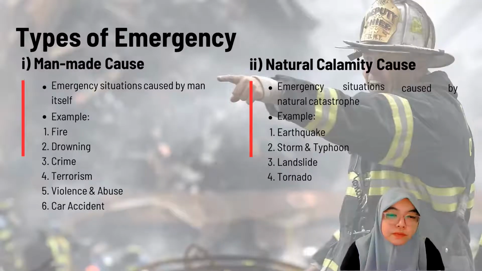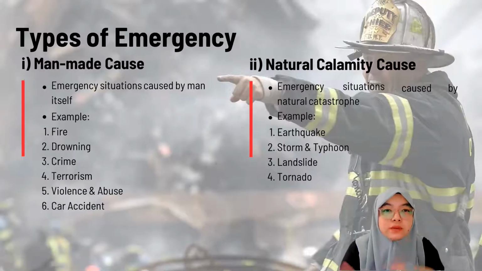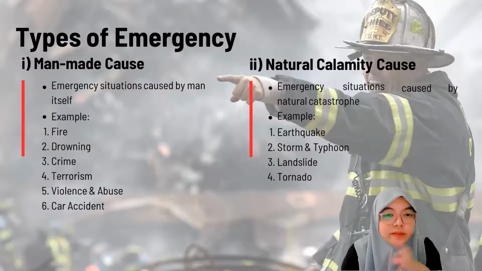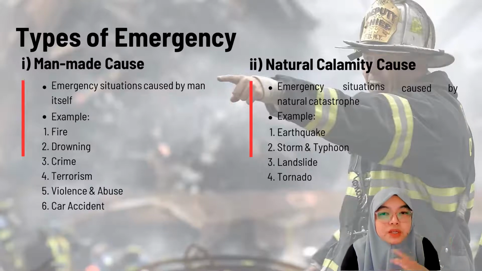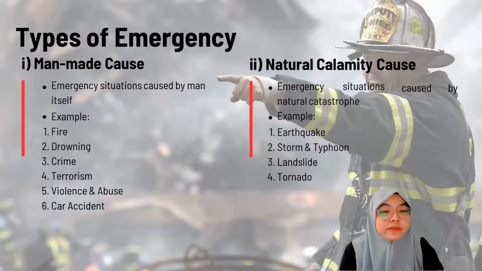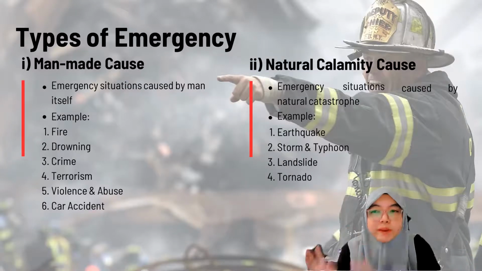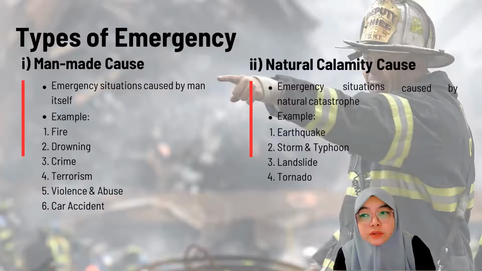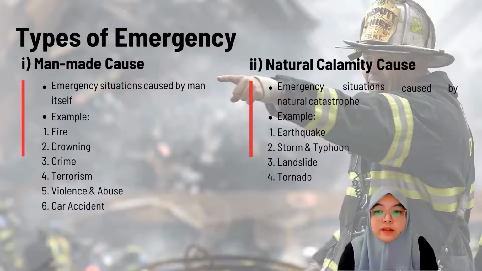Types of emergency. There are two types: man-made cause and natural calamity cause. A man-made emergency situation is caused by a human being. For example, fire, drowning, crime, terrorism, violence and abuse, and also car accidents. This is something that you can control, compared to natural calamity cause, emergency situations caused by a natural catastrophe, for example, earthquake, storm and typhoon, landslide, and also tornado.